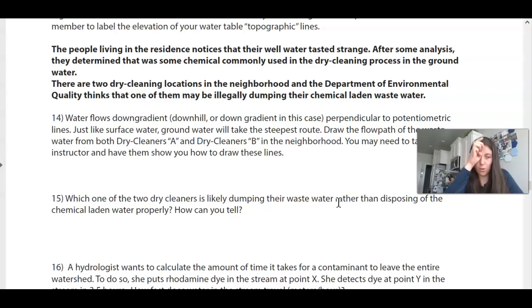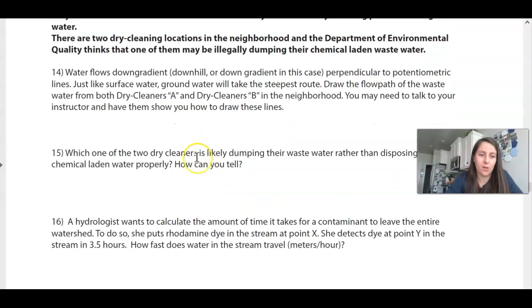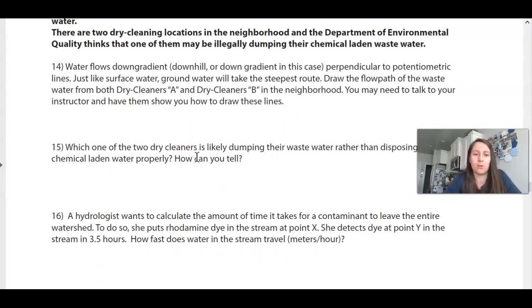So here, question 14 says, water flows down gradient, or downhill, or down gradient in this case, right? So perpendicular to potentiometric lines. So if you think about it, it flows in a similar way to surface water with topographic lines. So if this is a steeper or a higher elevation area and this is a lower elevation area, the contour lines will really go kind of perpendicular, looking into and out of the screen based on this location. So the groundwater will flow perpendicular to the constant elevation lines, okay?